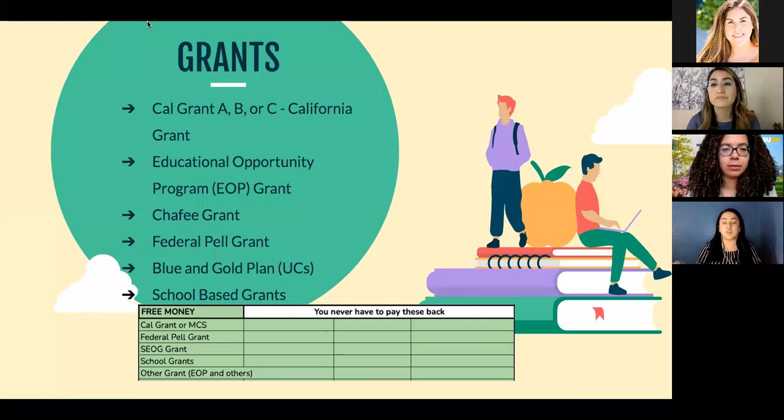So you want to make sure you log in and update your school of attendance as soon as you SIR. You also have to submit any additional documentation. When you log into your Web Grants, you'll see that there's a to-do list on there.